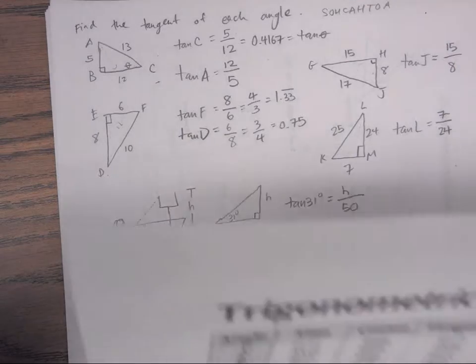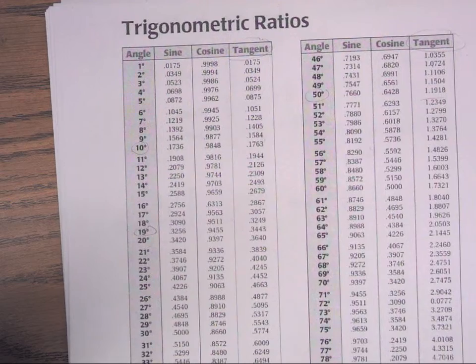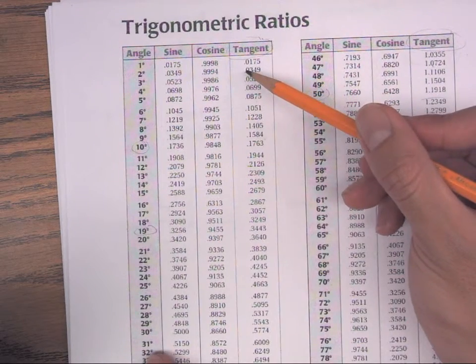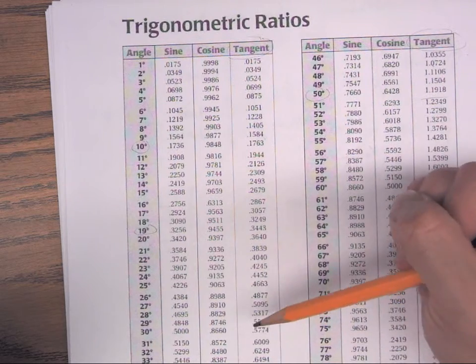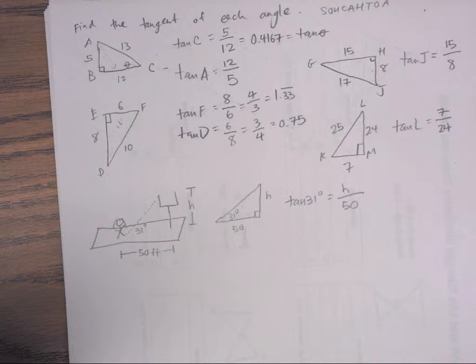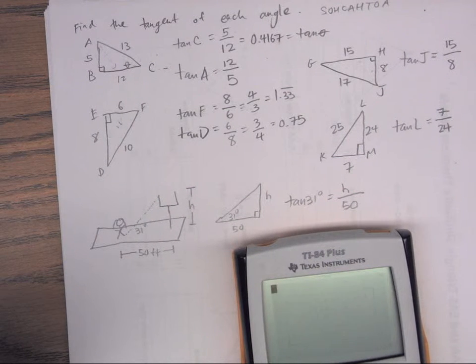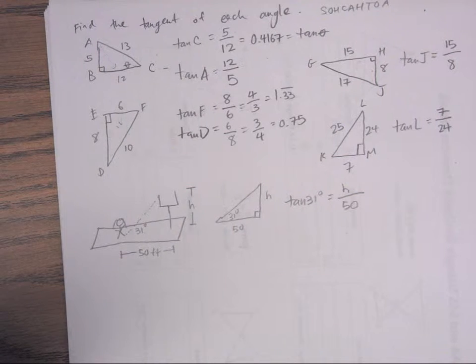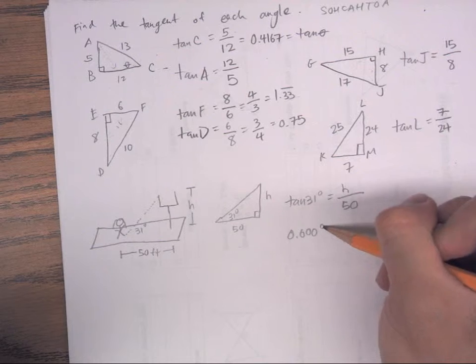If you decide to use the table, you read tangent of 31. If you go all the way down, it's this number here. So tangent of 31 is 0.6009. If you don't believe me, put it in the calculator. So tangent of 31 is going to be 0.6009.